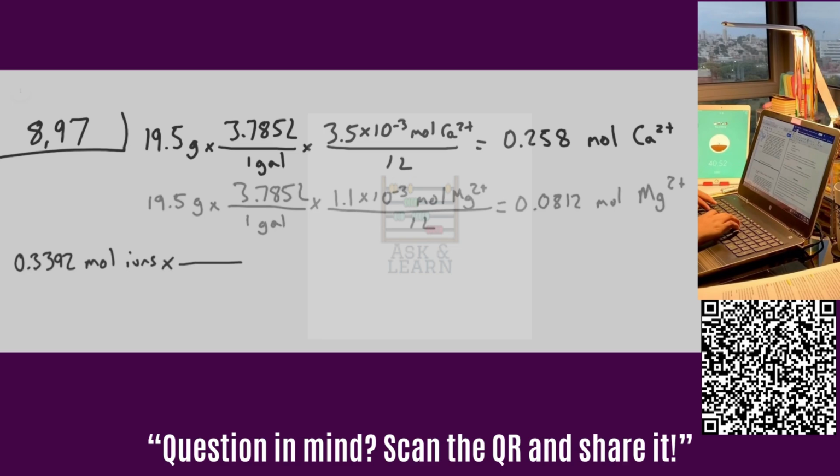And so we can convert from moles of ions to moles of carbonate. Now they both have a plus, or they both have an absolute value charge of 2, so they combine in a 1-to-1 ratio. Now for every mole of carbonate, there's 1 mole of sodium carbonate.